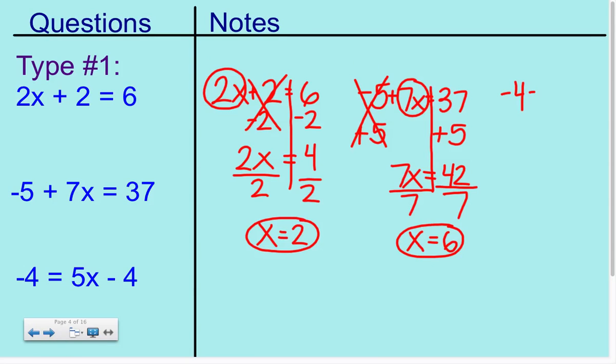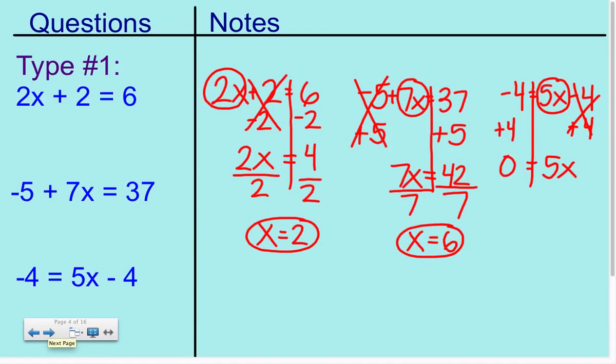Negative 4 equals 5x minus 4. Draw my train tracks, circle my couple, add 4 to both sides. 5x equals, negative 4 plus 4 is 0. Divide both sides by 5. Now you might be thinking to yourself, what is 0 divided by 5? Remember that 0 divided by 5, or 0 divided by any number, is 0.